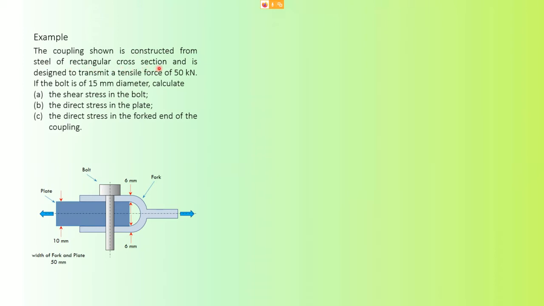Now the coupling shown is constructed from steel of rectangular cross section, and is designed to transmit a tensile force. That means to transmit the force from here to here. So if, for example, you want to pull an object or a cart, and this part here is attached to, let's say, a cow or buffalo, you want the cart to move. So you need to join the driving part to the driven part here by using these joints here, which is called a coupling.